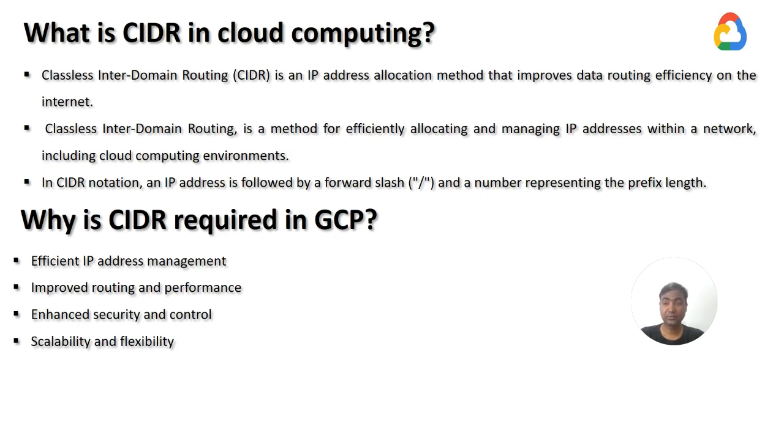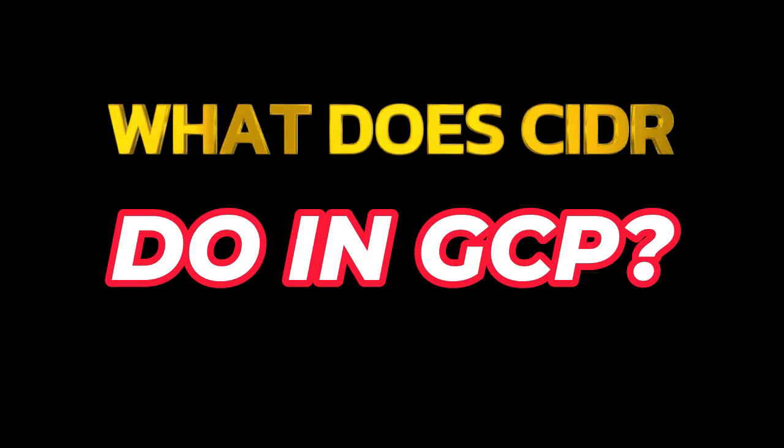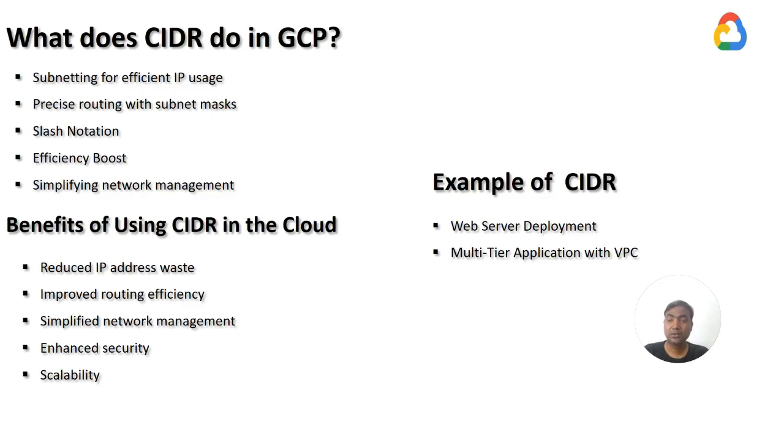Now I hope you can understand what CIDR is and why it is required in cloud computing. What does CIDR do in GCP? In Google Cloud Platform, CIDR plays a crucial role in managing and organizing IP addresses within your virtual network. Think of it as a blueprint for efficiently allocating and using IP addresses for different resources, similar to how building plans allocate rooms and sections within a structure.